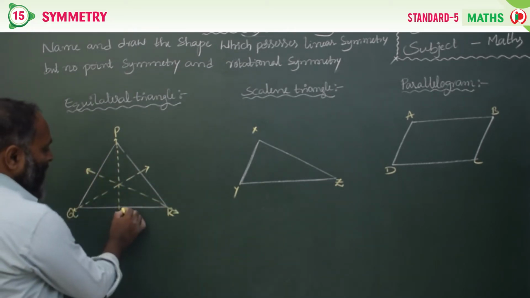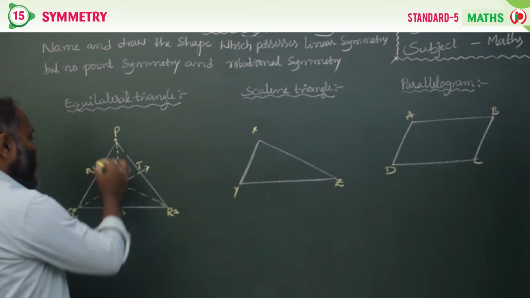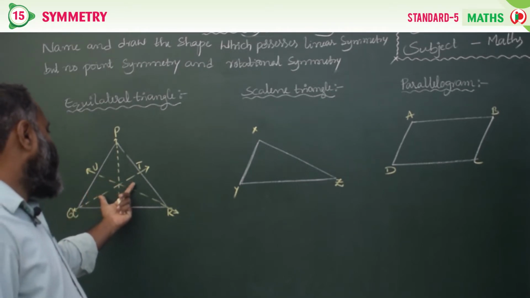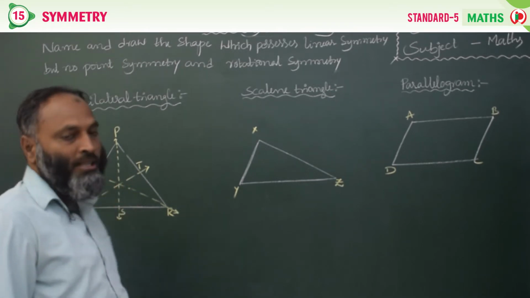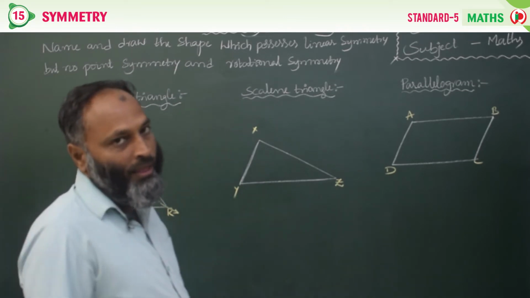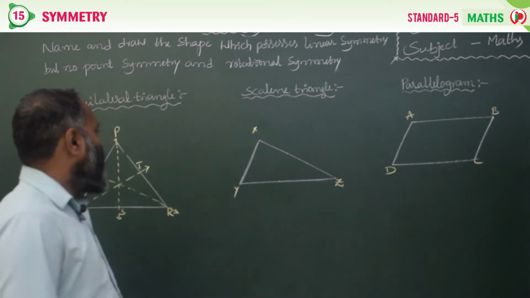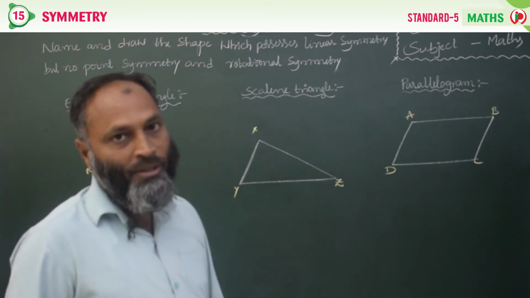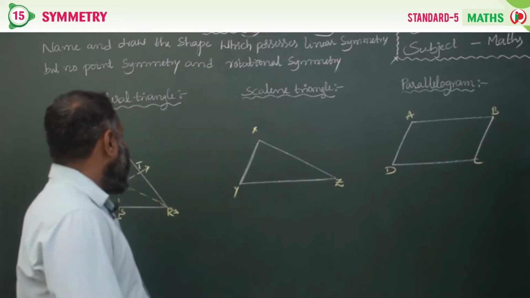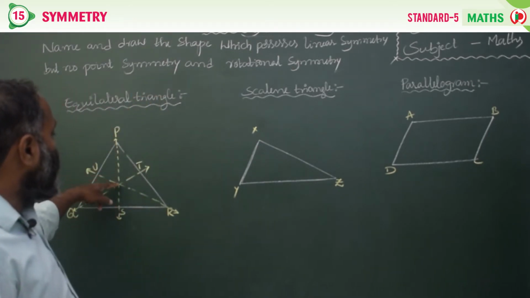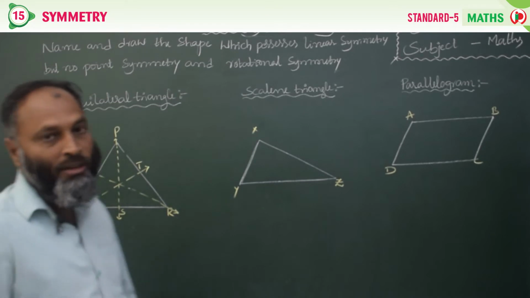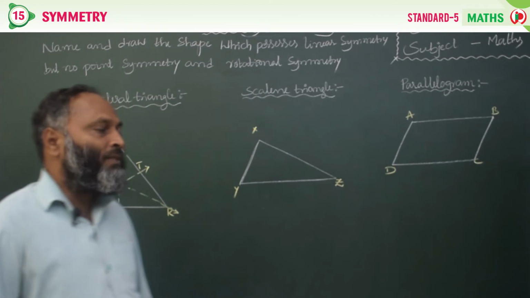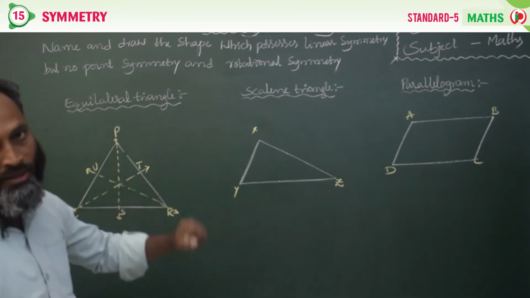If we take S, T, U as the feet, then PS is one line of symmetry, QT is another, and RU is another. Now, the point of symmetry. In an equilateral triangle we do not have a point of symmetry, because there is no point of symmetry on a symmetrical line. That is why the equilateral triangle does not have a point of symmetry.